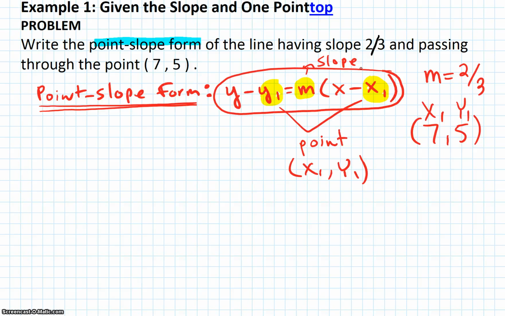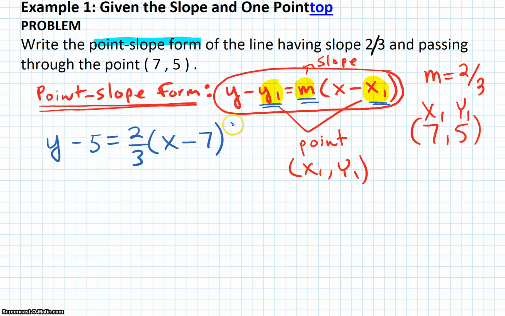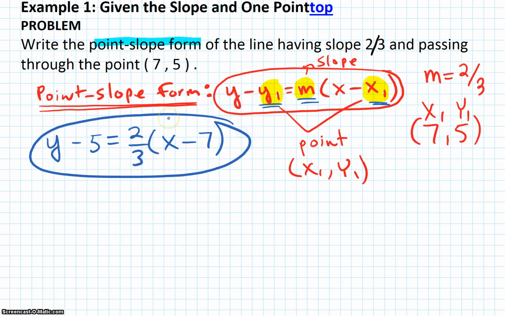So for this particular problem, if we're going to write this in point slope form, all we're going to do is substitute in y1, m, and x1, and then we'll be done. So it's going to be y minus y1, which is 5, equals m, which is 2/3, times x minus 7. So this would be the equation of the line in point slope form.